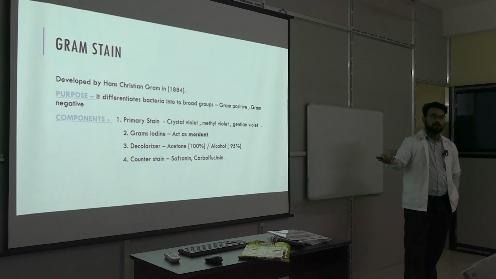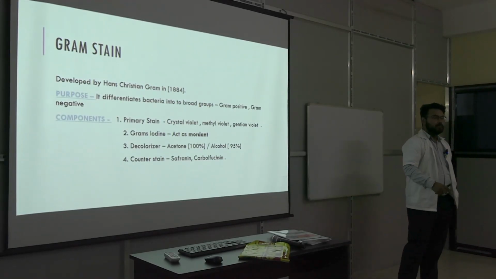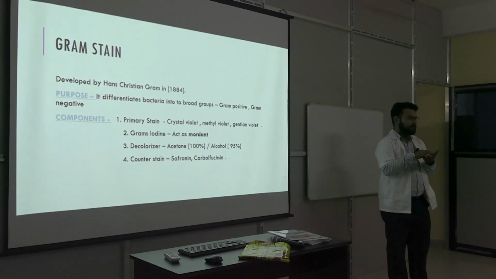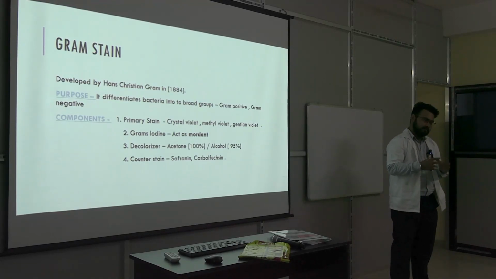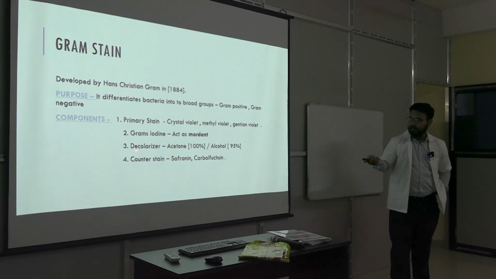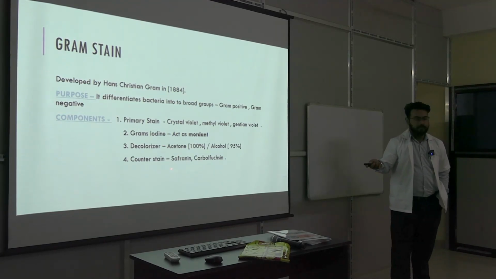It is bold here. So what is a mordant? Exactly. It will fix the stain. It will fix the primary stain. It will form the crystal violet iodine complex. So it will fix the stain within the cytoplasm of the bacteria. And decolorizer, we use acetone, and for counterstain we use safranin or Carbol Fuchsin. Here we will use safranin.